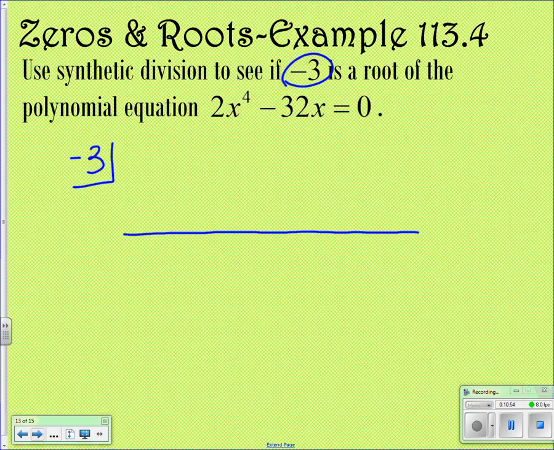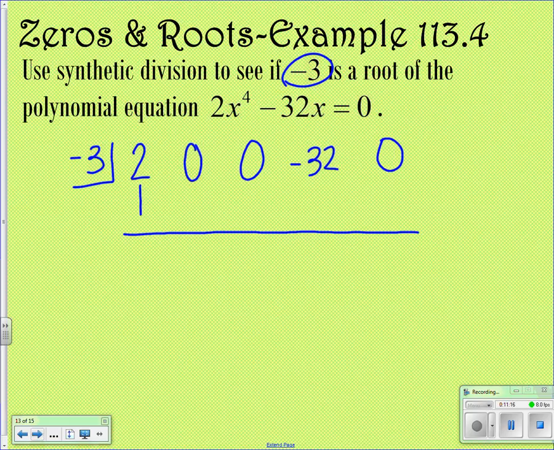So we're going to start with our coefficients of a 2, and we don't have an x to the third term or an x squared term, so we have to put zeros for them. We do have an x term. We do not have a constant, so we do have to put a 0 for it. If you're missing a constant, you do have to go all the way down to it, okay? So make sure you put that last 0 there.